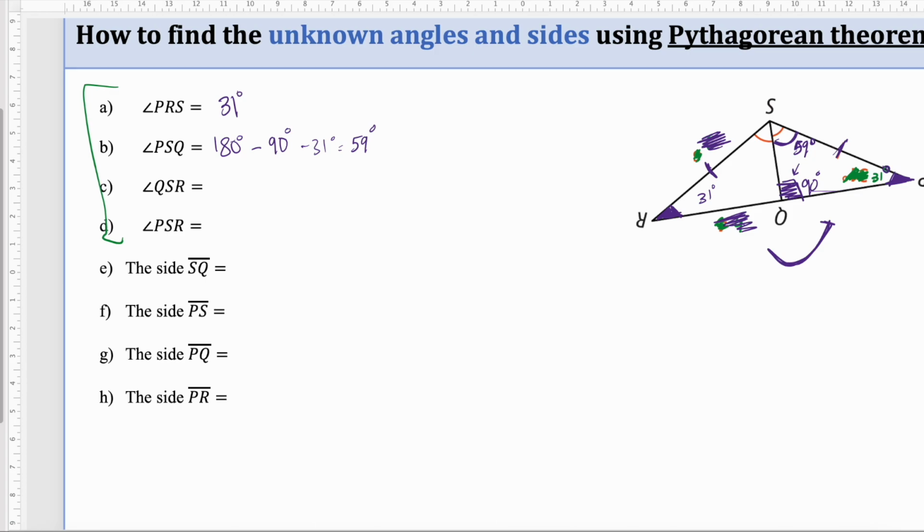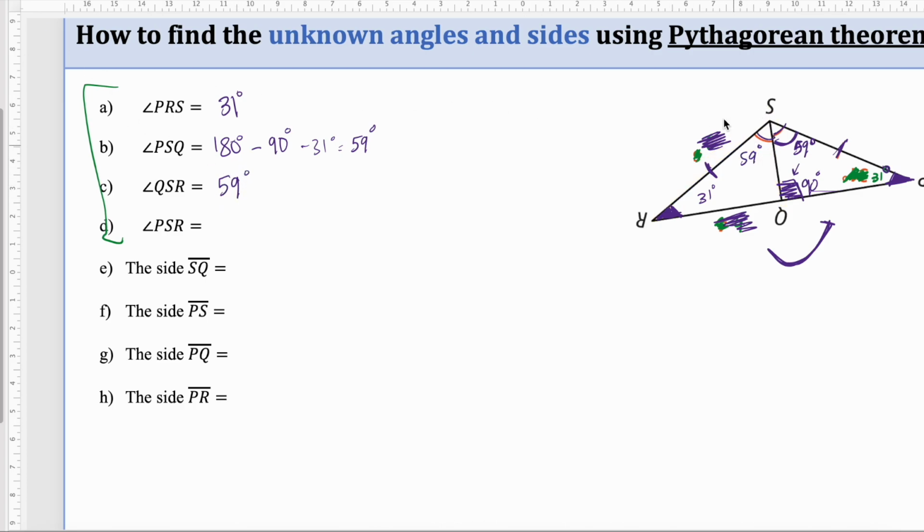Fine. Now they said they want you to find QSR. QSR, which is basically this angle. Okay. As we said, they are equal to each other. This angle is equal to this, so it's also 59 degrees.